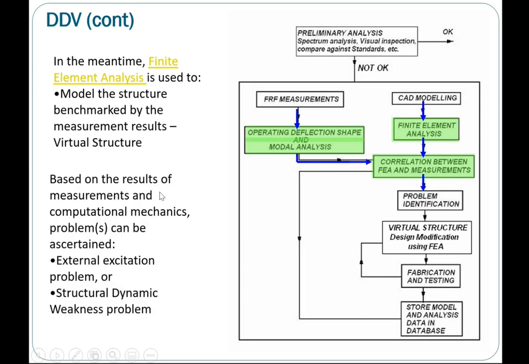Based on the results of the measurement and computational mechanics, the problem can be identified. So you will know whether your high vibrations in this case are due to structural dynamic weakness, or what we call low resistance issues or dynamic design issues. The structure or the machine is dynamically weaker because of dynamic design issues. Or it's an external excitation problem.